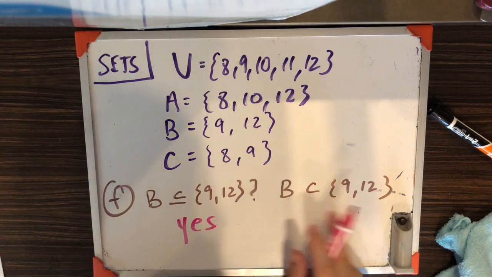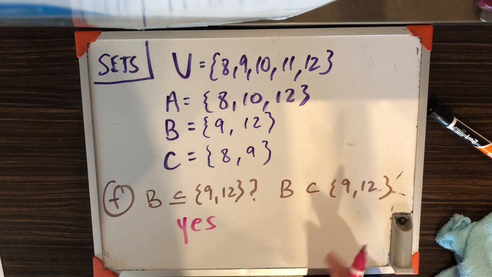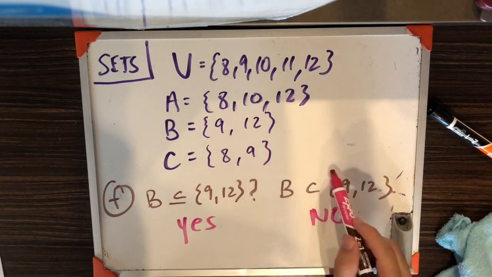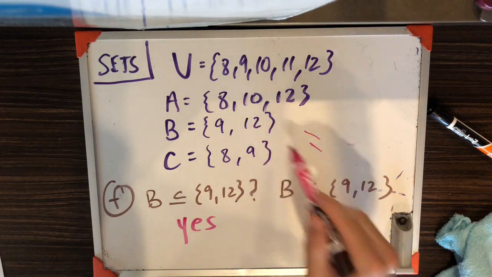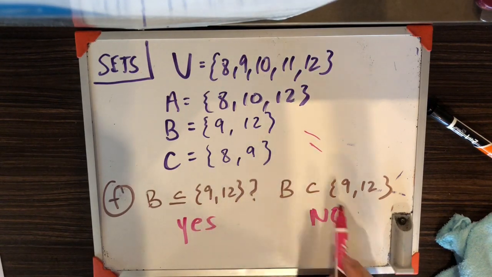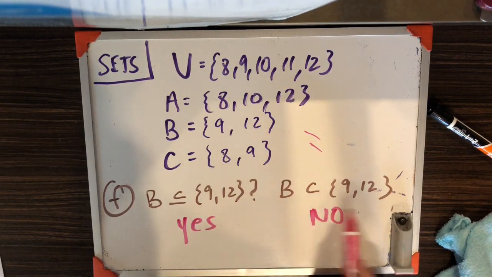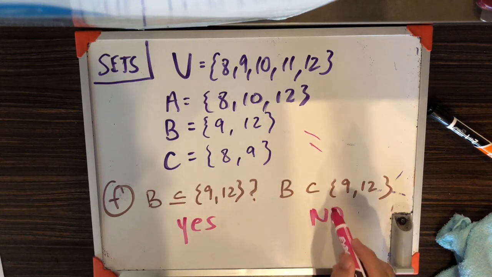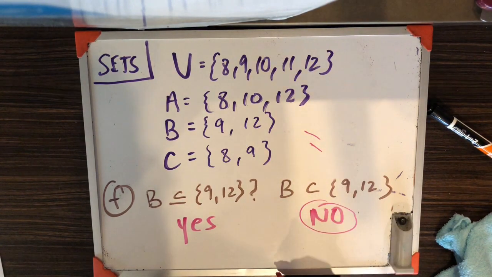Is B a proper subset of 9 to 12? Well, this would be a no for the mere fact that these sets are equal to each other, right? 9 to 12 and 9 to 12, well, those are subsets, but not proper subsets because they're equal sets. Whenever you have equal sets, they're subsets, but they're not proper subsets, okay?